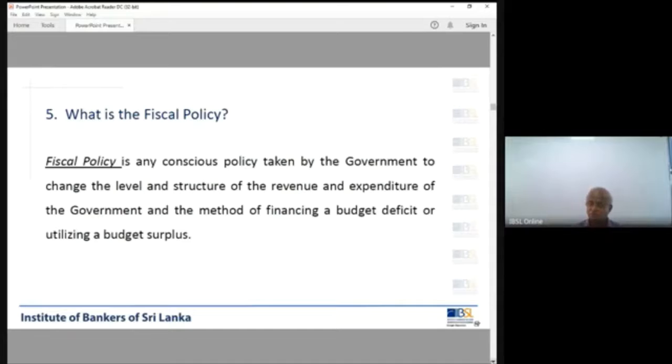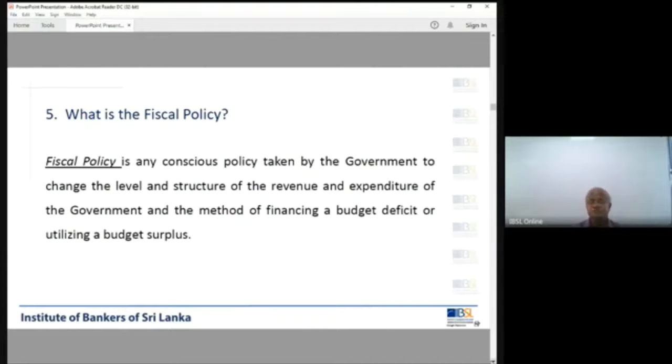Government can borrow money from domestic sources or foreign sources. Foreign loans, foreign grants. Domestic grants are usually not there. Foreign loans, banking sector borrowings, non-bank borrowings, like that. So the policies related to this financing also come under fiscal policy.